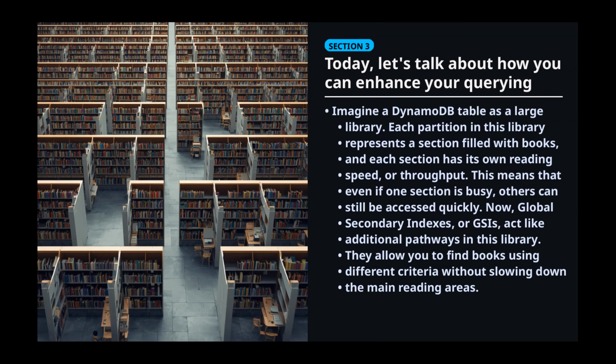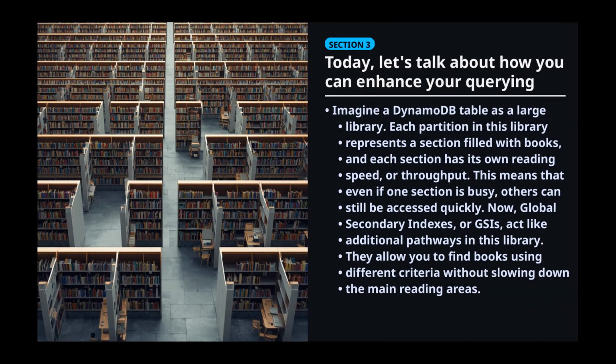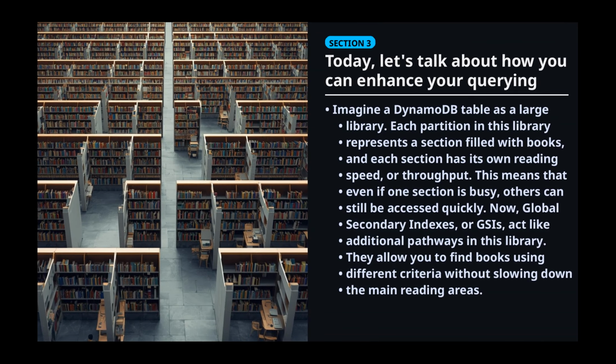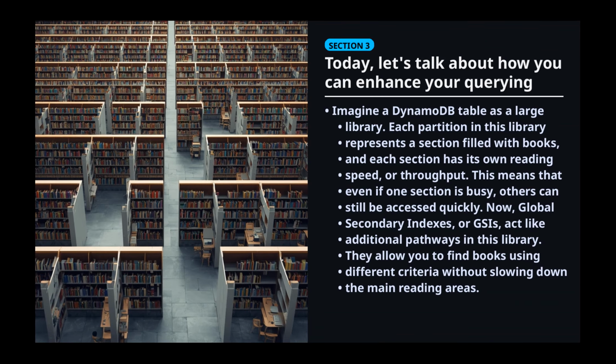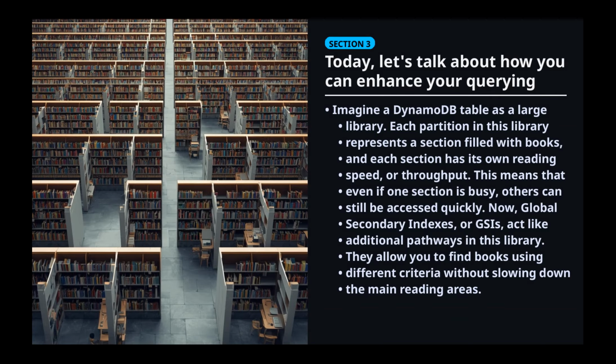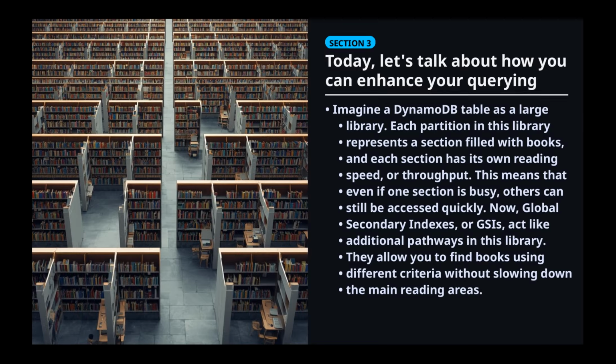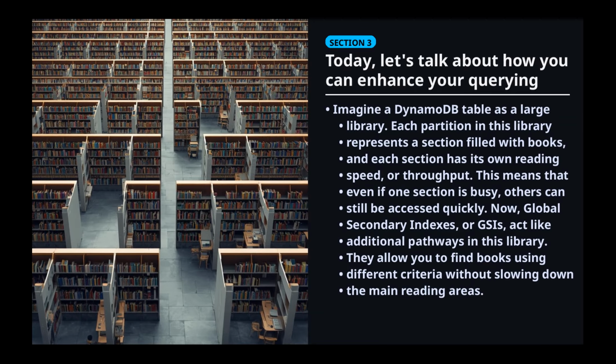In summary, by utilizing secondary attributes and GSIs, you can efficiently query your data in multiple ways without compromising the performance of your main table. This makes your data access much more versatile and effective.